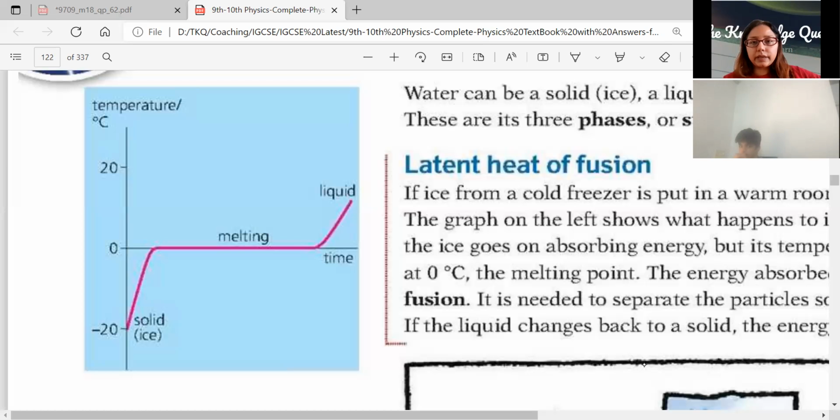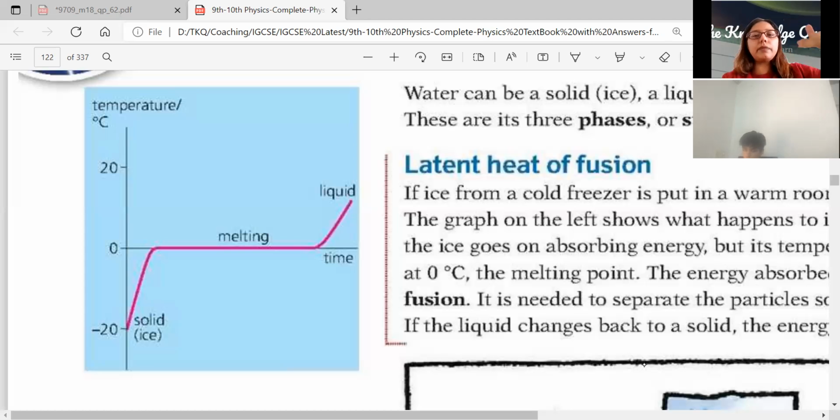Yeah. Clear? So wherever there is a phase change, there is heat inside, but that heat is not visible. That's why it's called latent or hidden heat. Got it? Now this latent heat can be of two types. It is latent heat of fusion or latent heat of vaporization. Fusion is when what happens? Melting. Or solid to liquid change. Solid to liquid will be fusion.